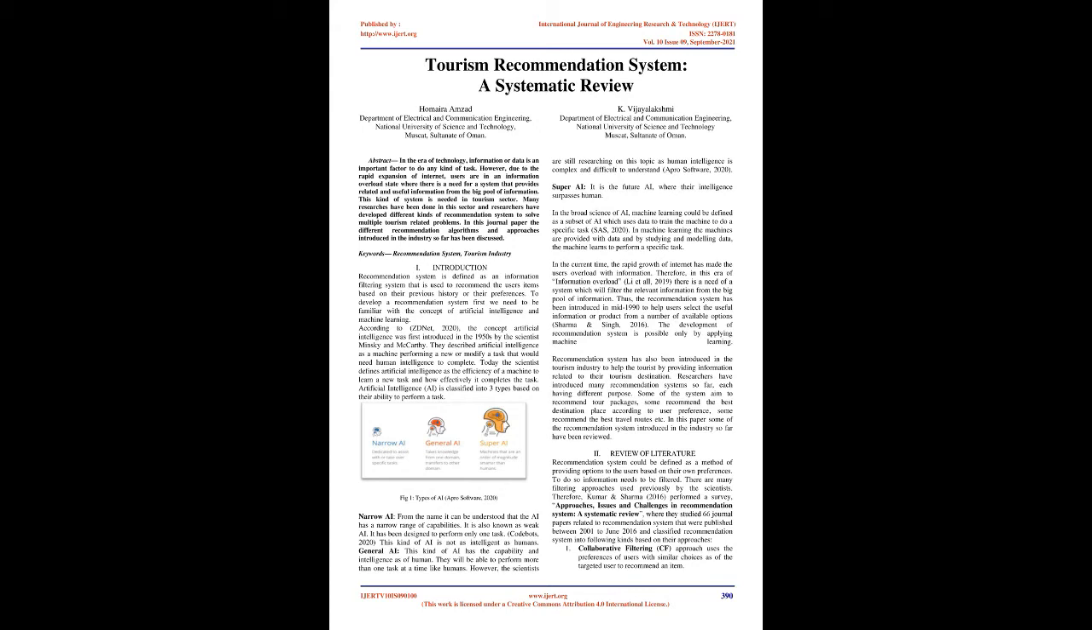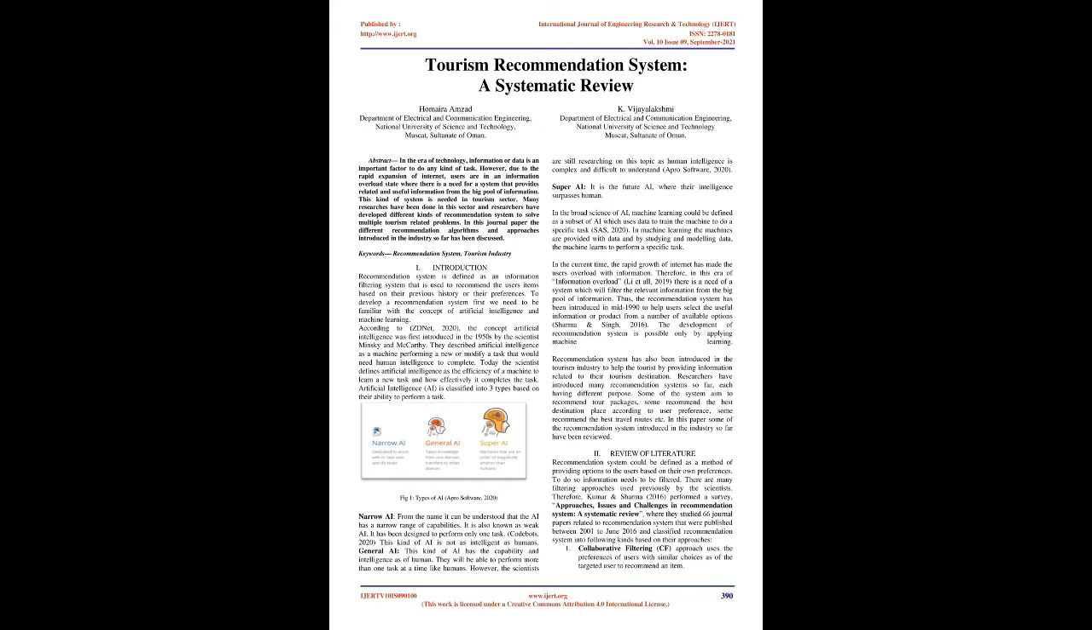General AI: this kind of AI has the capability and intelligence of a human. They will be able to perform more than one task at a time like humans. However, the scientists are still researching this topic as human intelligence is complex and difficult to understand. APRO Software 2020. Super AI: it is the future AI, where their intelligence surpasses humans.